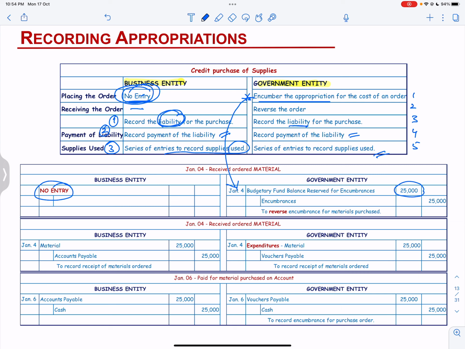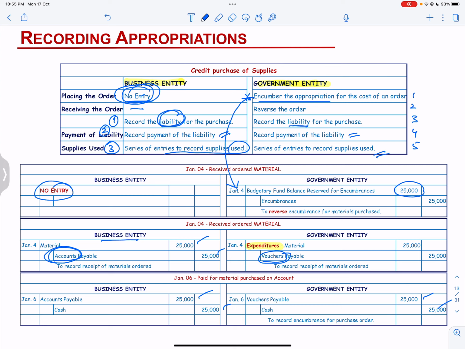Then when we receive the order in a business entity, material is debit and accounts payable is credit. But when it comes to government entity, we don't just say material but rather expenditures. Expenditures is debit and vouchers payable is credit. We have vouchers payable in the case of government entity. Generally in business entity we have accounts payable. And when we pay, obviously accounts payable is debit and cash is credit. In the case of government entity, vouchers payable is debit and cash is credit.